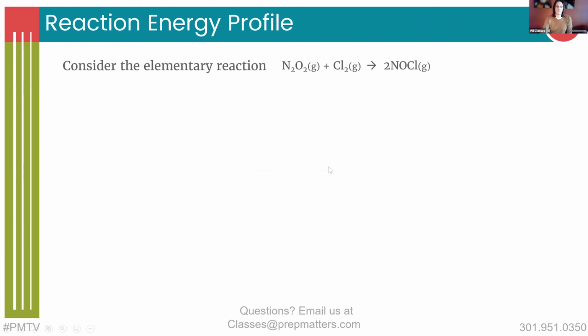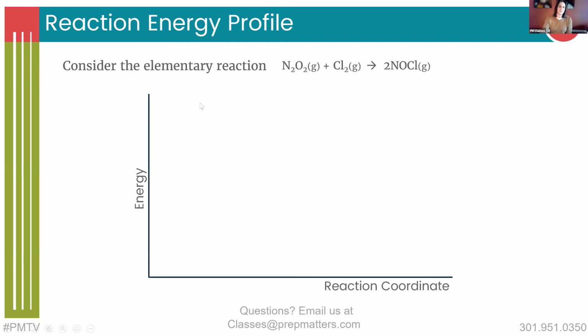In this case, let's consider a different elementary reaction: N2O2, the product of the last one, plus Cl2 goes to 2 NOCl. So if we look at what we call an energy profile, we're plotting energy versus this thing that's very obliquely called reaction coordinate. Basically, reaction coordinate is just the progress of the reaction. From left to right, I'm going from reactants to products, right?